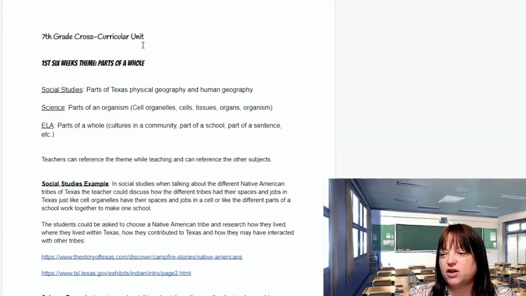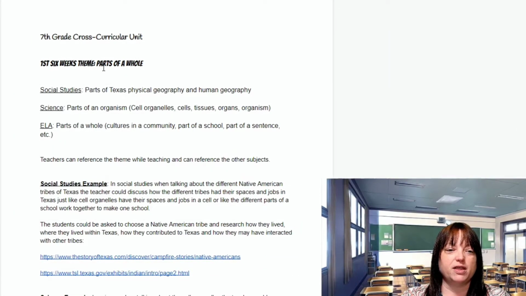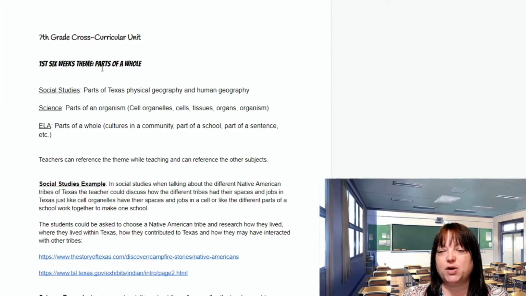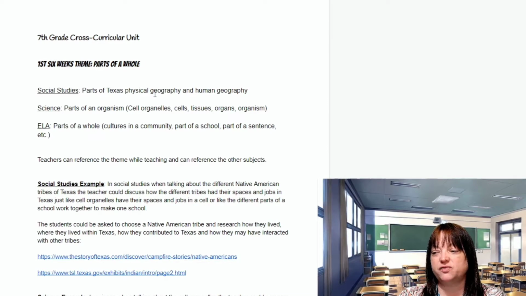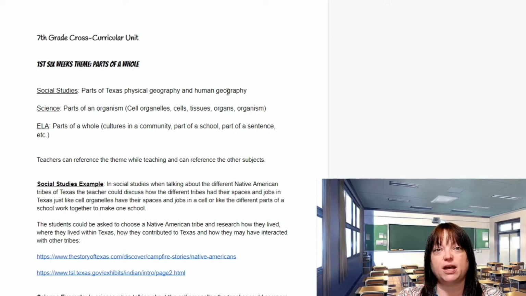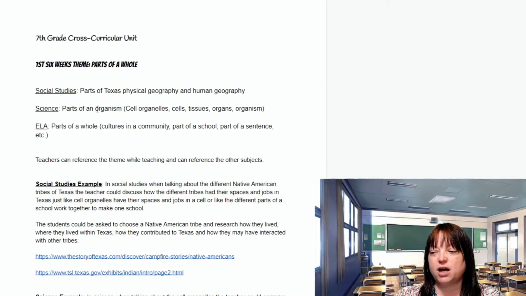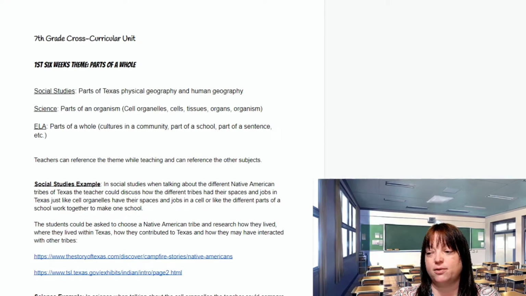So the first thing that I thought of for this unit is I thought of the theme, like I said before, and for the theme, I thought of parts of a whole. The reason I thought the theme could be parts of a whole is because in social studies, they're talking about parts of Texas, physical geography and human geography, and how that goes collectively to the whole of Texas. In science, we talk about parts of an organism. We talk about organelles, cells, tissues, organs, and the organism.